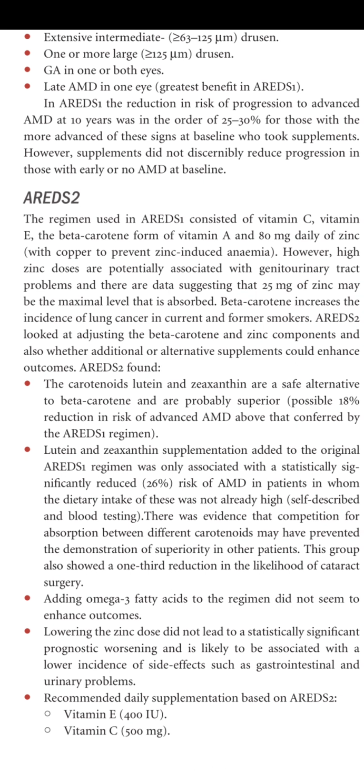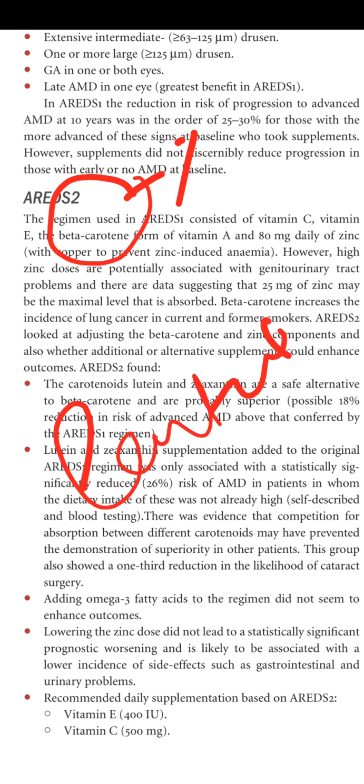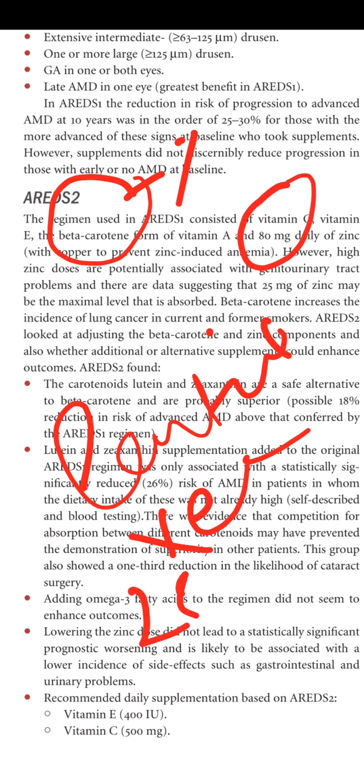and there are data suggesting that 25 milligrams of zinc may be the maximum level that is absorbed. Beta carotene increases the risk of lung cancer in current and former smokers. AREDS 2 looked at adjusting the beta carotene and zinc components, and also whether additional or alternative supplements could enhance outcome. Because beta carotene was associated with lung cancer, it was replaced with lutein and zeaxanthin, whereas the zinc dose was decreased to 25 milligrams.